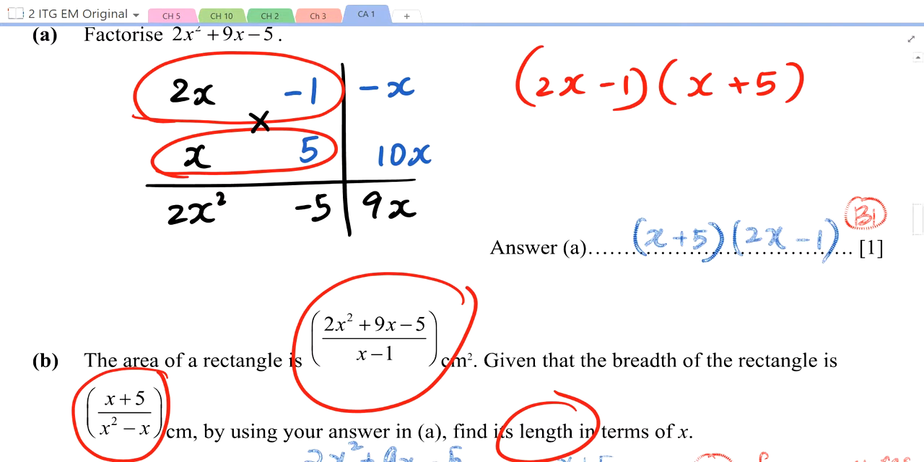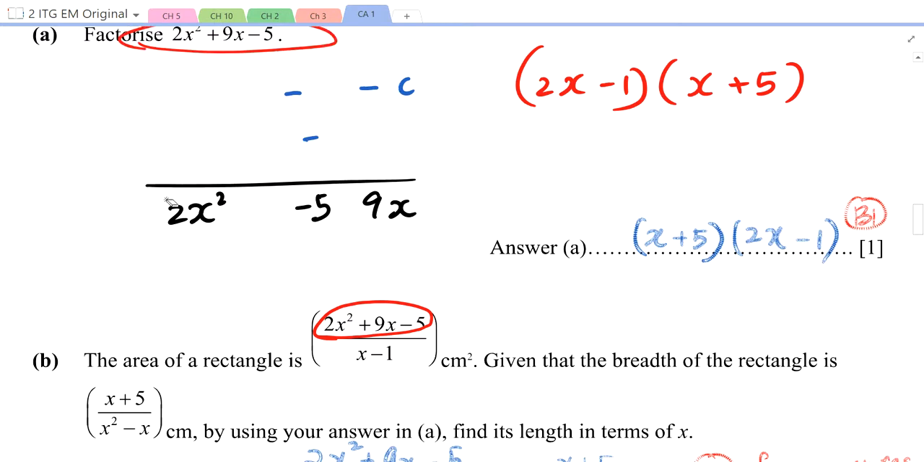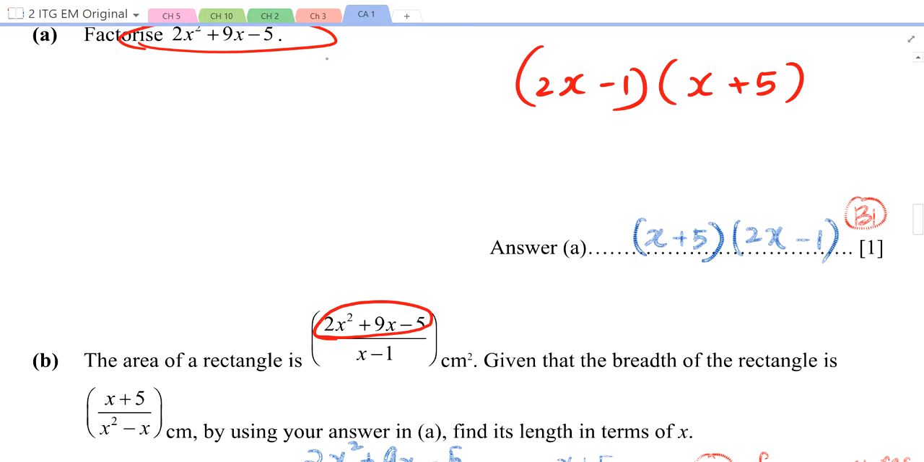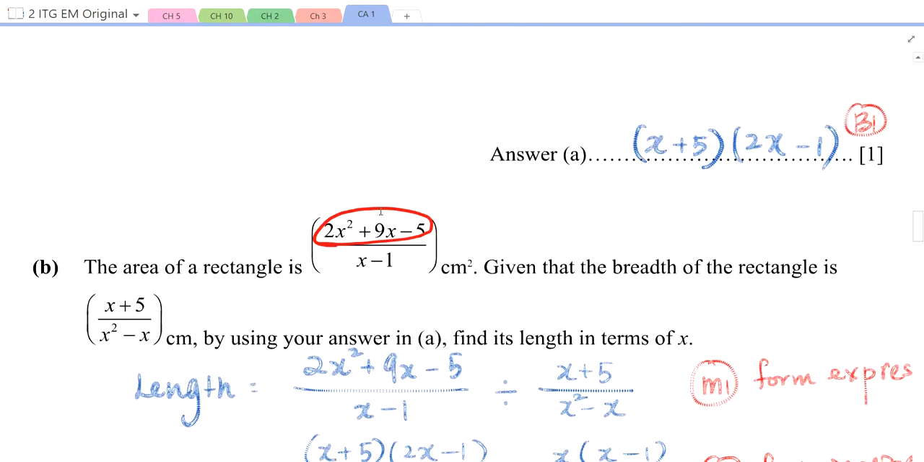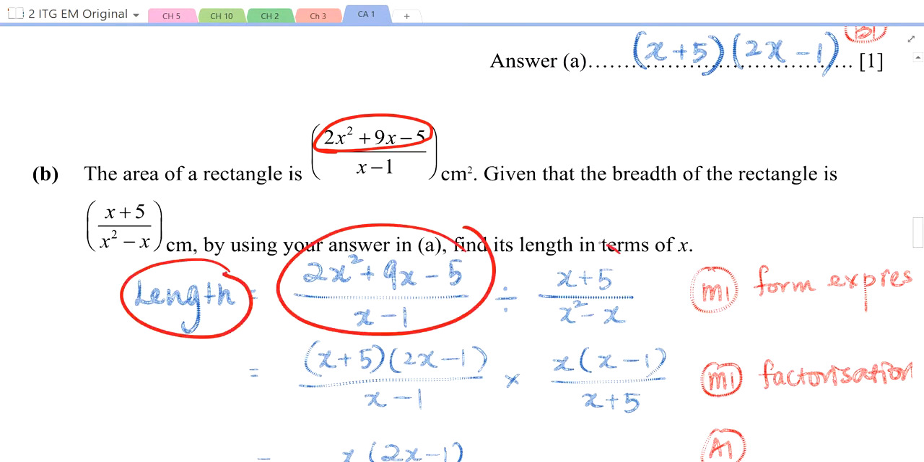Part B, we see that in the area, I've got 2x squared plus 9x minus 5 as my numerator. Does it look familiar to you? Yeah, we saw it in part A. It is the same. Okay? So this numerator is the same in part A. What is the formula for area of a rectangle? Length times breadth. Okay? So if you can write length equals area divided by breadth, you get 1 mark. It's for free. And almost everybody got it.